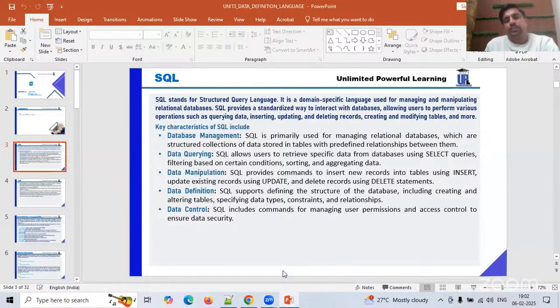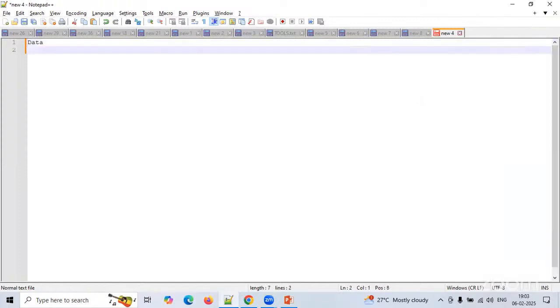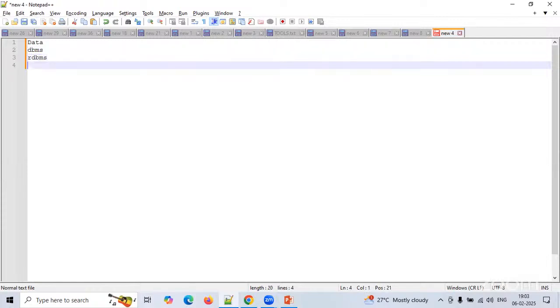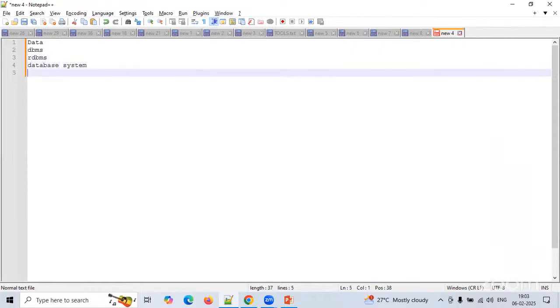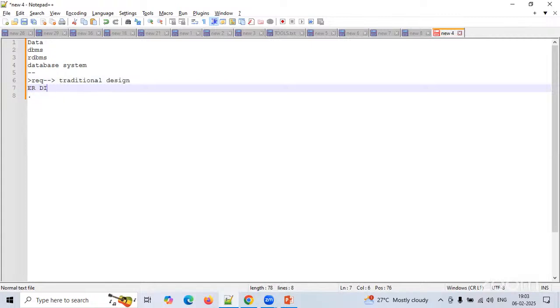Okay. So in the last sessions, we started with a simple word called data. Then we saw the DBMS. Then we discussed RDBMS. Then we understood the database system. And if you want to design, we discussed how to convert a requirement document to a traditional design. That is nothing but the ER diagram.